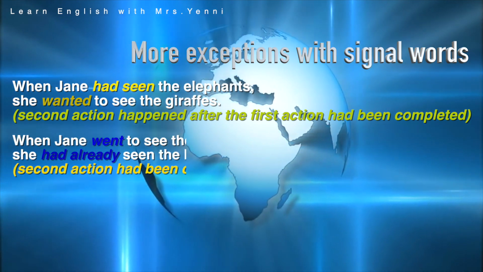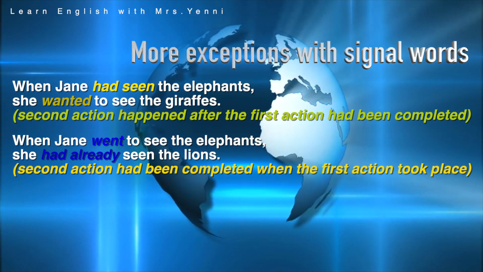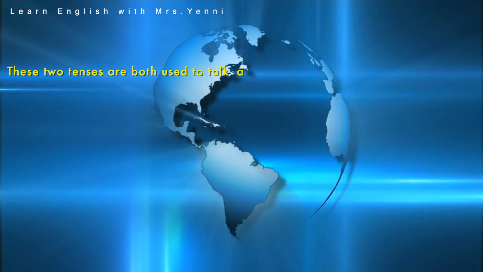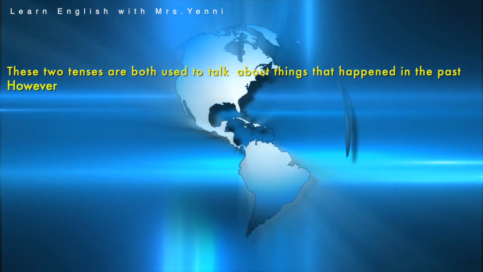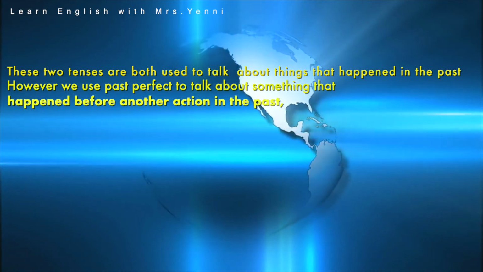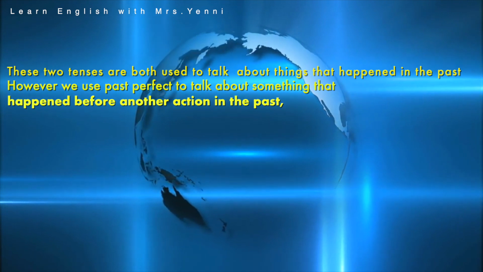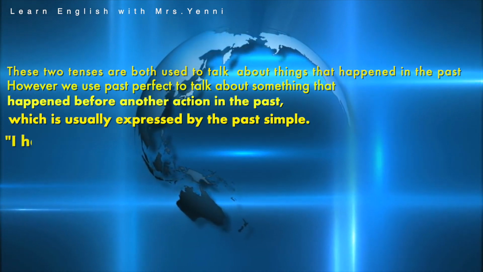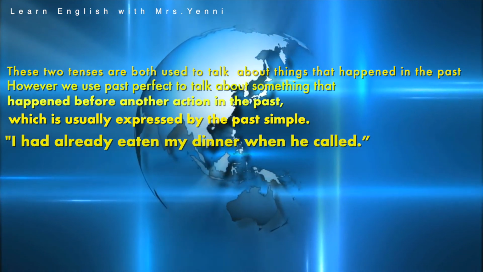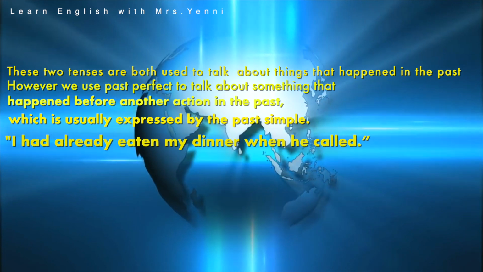When Jane went to see the elephant, she had already seen the lion. So the second action has already finished. These two tenses are both used to talk about things that happened in the past. However, we use past perfect to talk about something that happened before another action in the past. To make it easier, past perfect happened before the past simple. I had already eaten my dinner when he called. So the first action, had already eaten, has finished and then is followed by another action. In other words, first I ate my dinner and then he called.